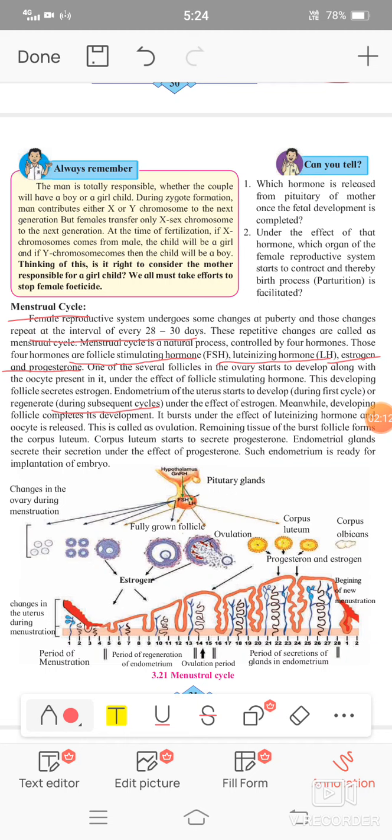The corpus luteum starts to secrete progesterone. The endometrial glands secrete their secretions under the effect of progesterone. So that is a continuous process. Such an endometrium is ready for the implantation of the embryo.